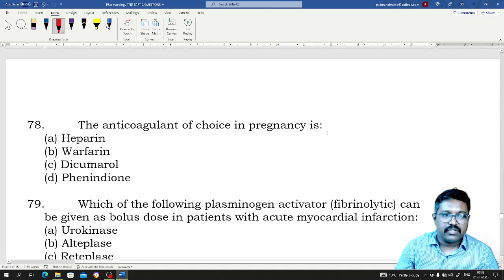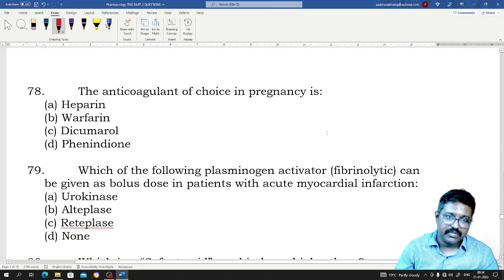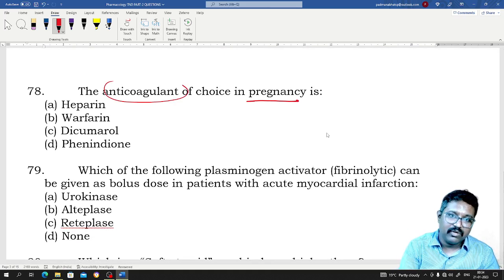Fine. So next, moving on to the 78th MCQ, that is the anticoagulant of choice in pregnancy. So please remember, anticoagulant of choice in pregnancy will be your heparin. Heparin is the anticoagulant of choice in case of pregnancy.